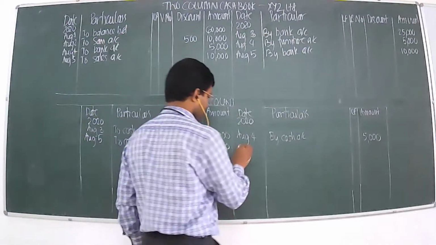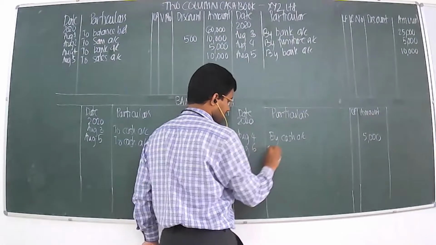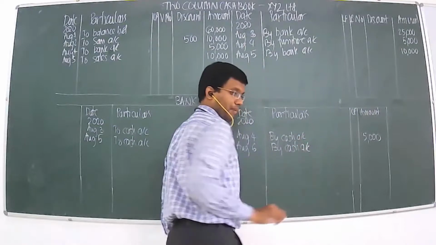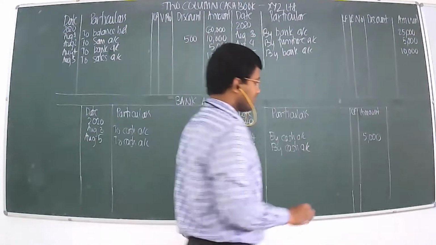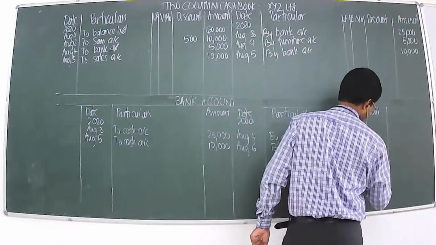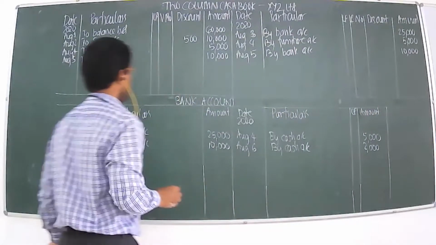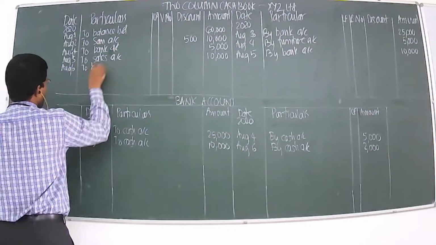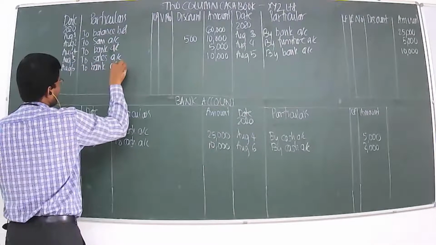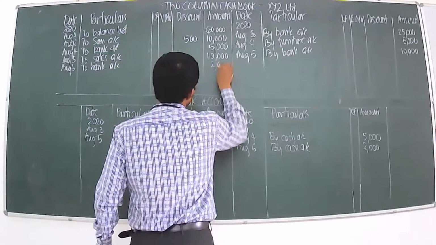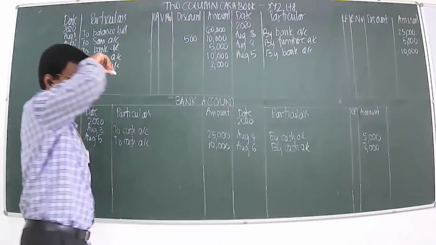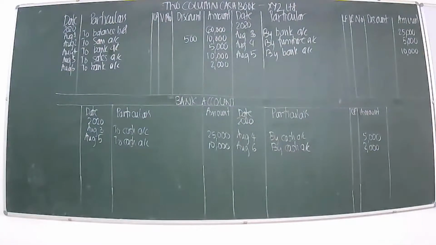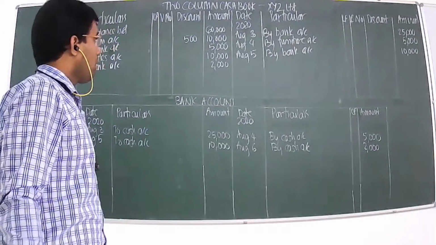Bank is giving. So August 6th, by cash account, and the amount is 2,000. Here, August 6th to bank account, amount is 2,000. So this is how we would be going about the withdrawal of money from bank for office use.